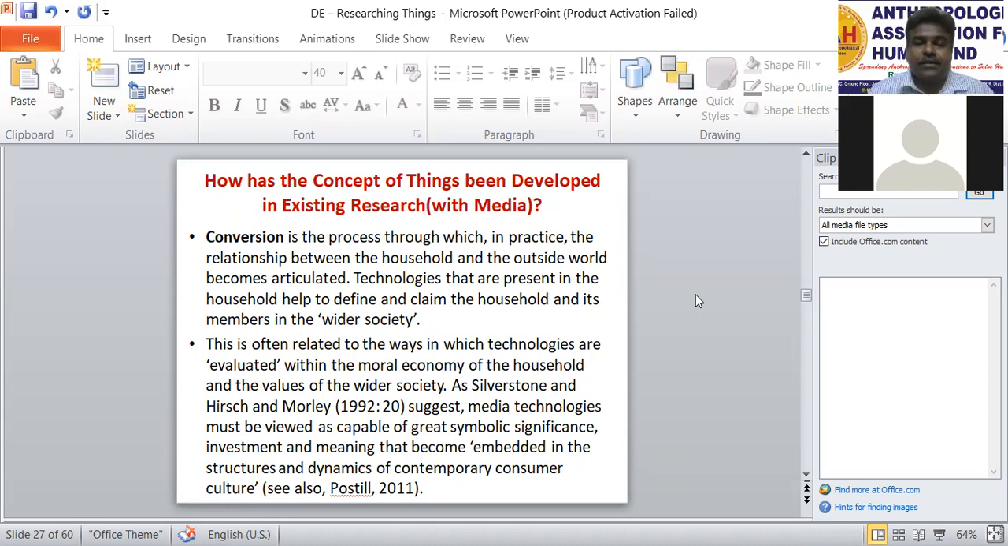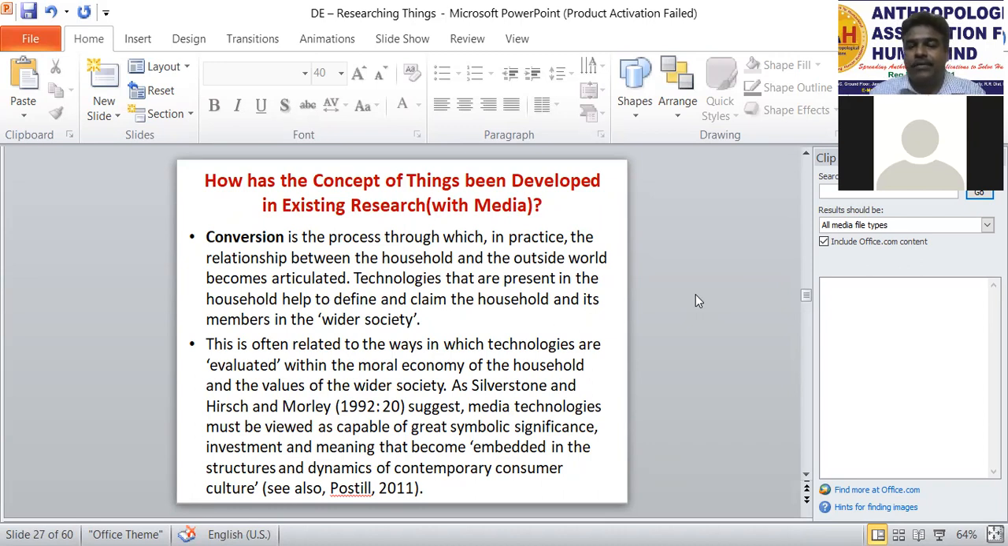This is a very interesting phase. You see, conversion is the process through which, in practice, the relationship between the household and the outside world becomes articulated. Technologies that are present in the household help to define and claim the household and its members in the wider society. This is often related to the ways in which technologies are evaluated within the moral economy of the household and the values of the wider society.